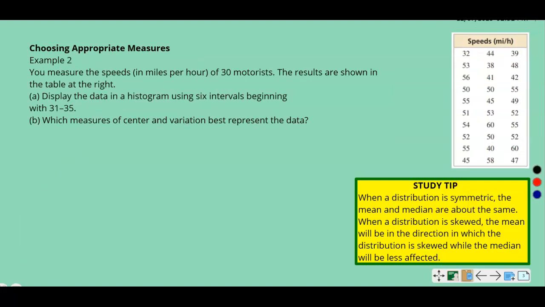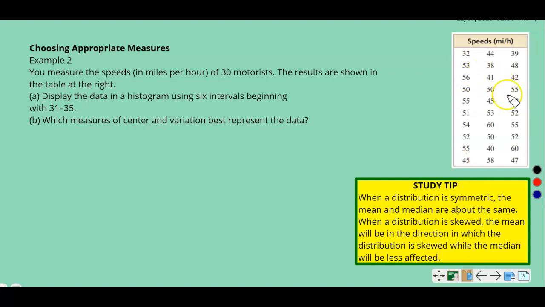Example 2, choosing appropriate measures. You measure the speeds in miles per hour of 30 motorists. The results are shown in the table at the right. Display the data in a histogram using 6 intervals beginning with 31 through 35. Which measures of center and variation best represent the data?